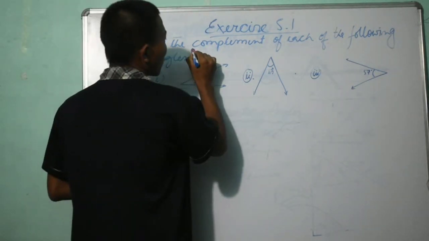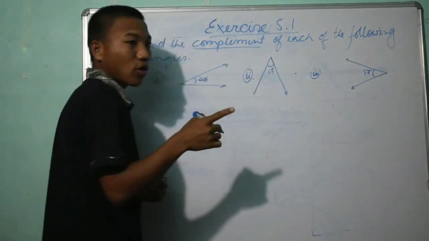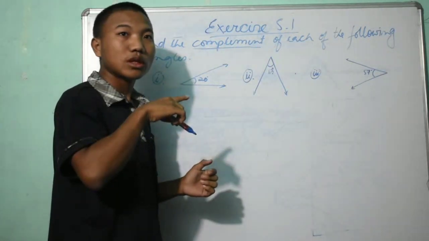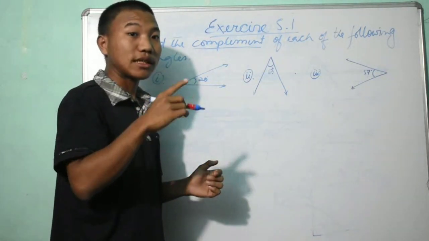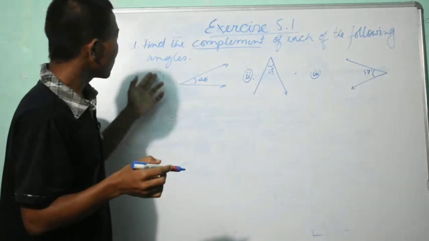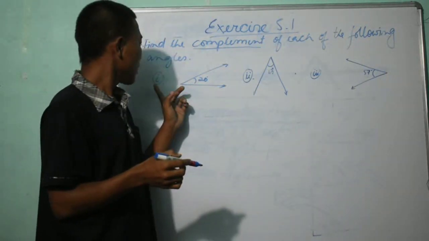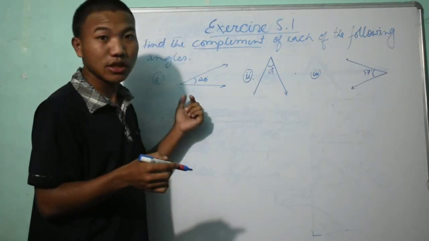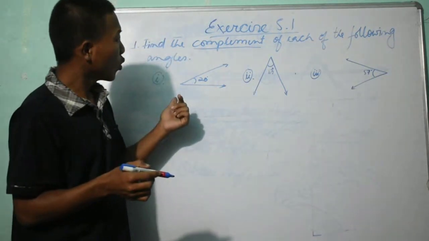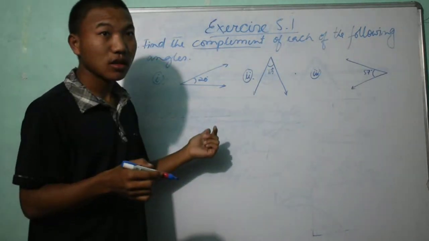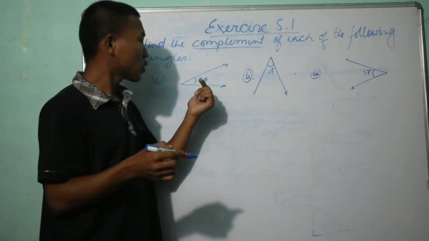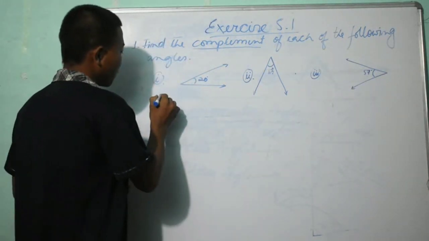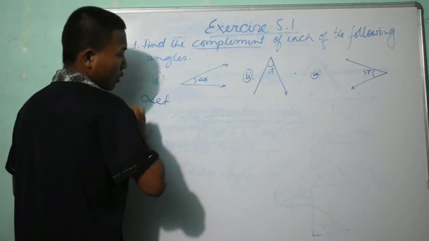Now look at the word complement. Before, we have seen that complementary angles are those angles whose sum is equal to 90 degrees. So in this case, in Roman number 1 we are given an angle whose measure is 20 degree. So we are going to find another angle with which this 20 will be added up to make 90 degree. So let us try to solve it. Let us start. We will do it like this.